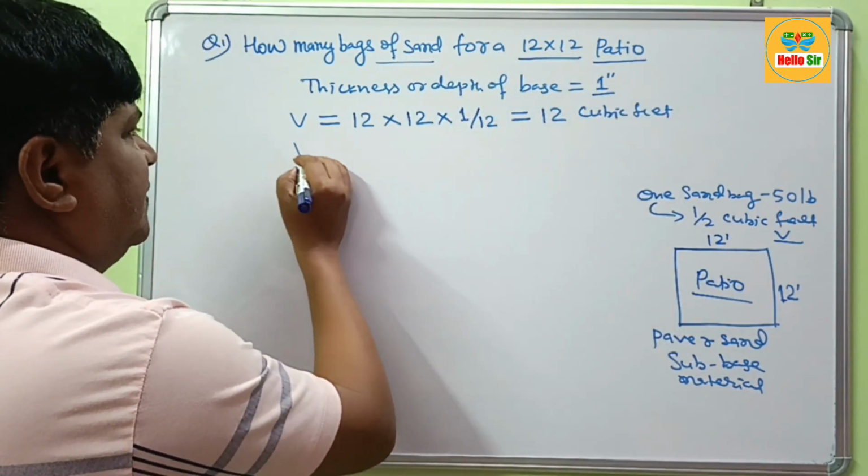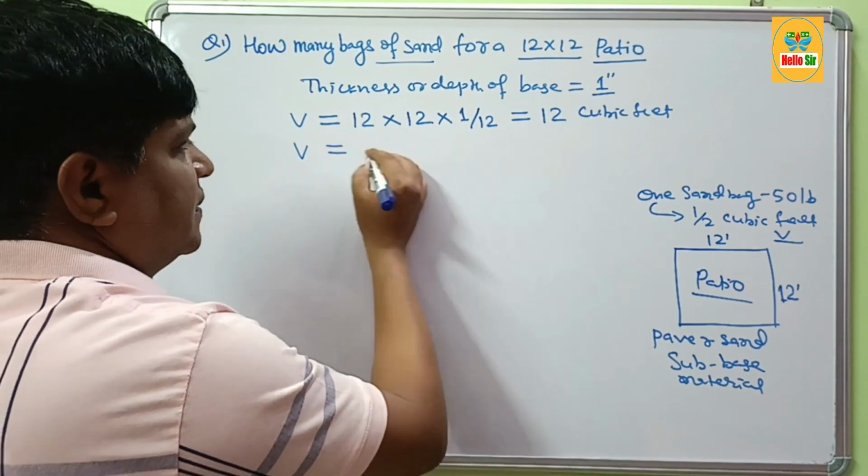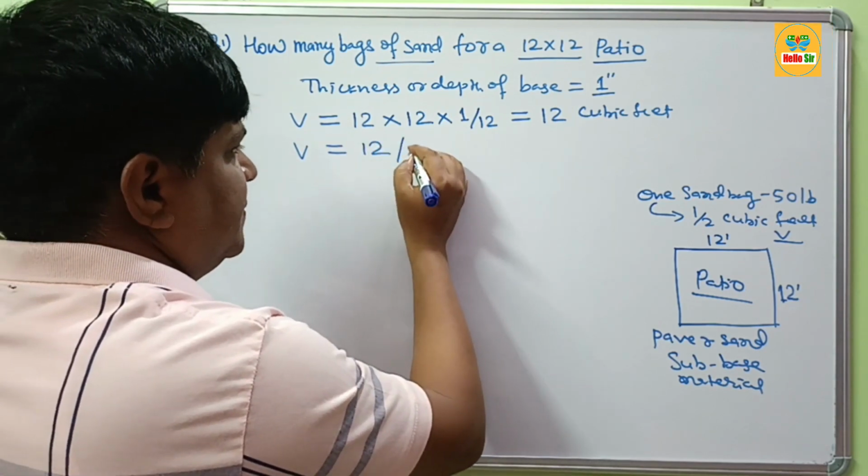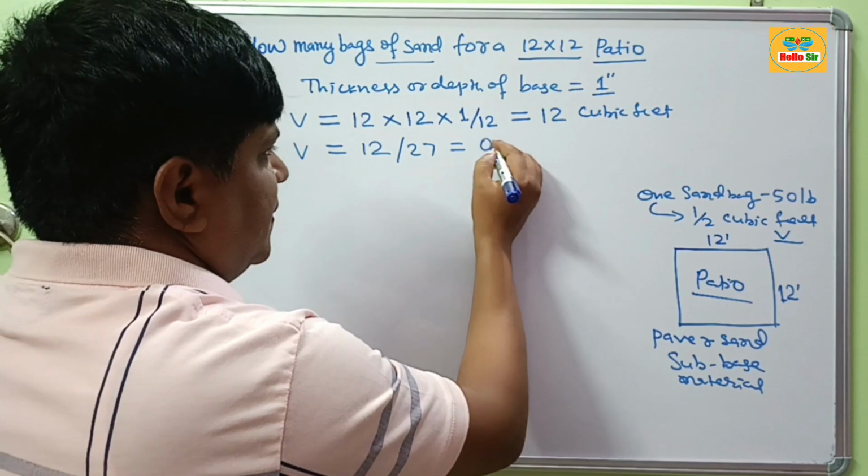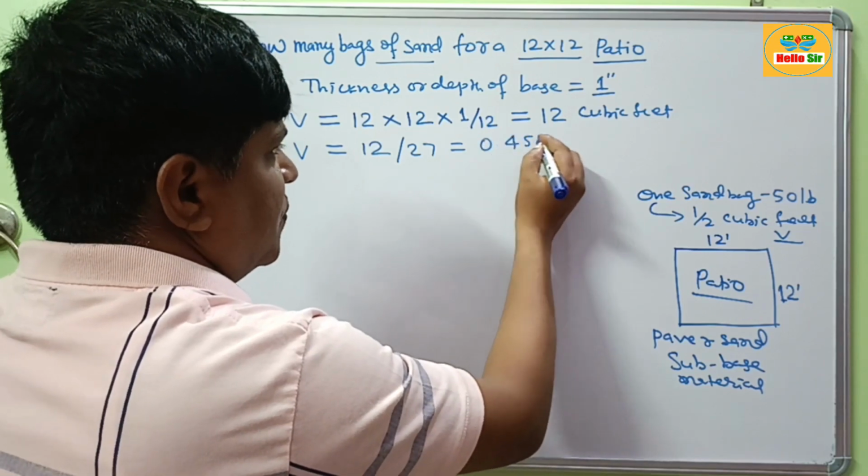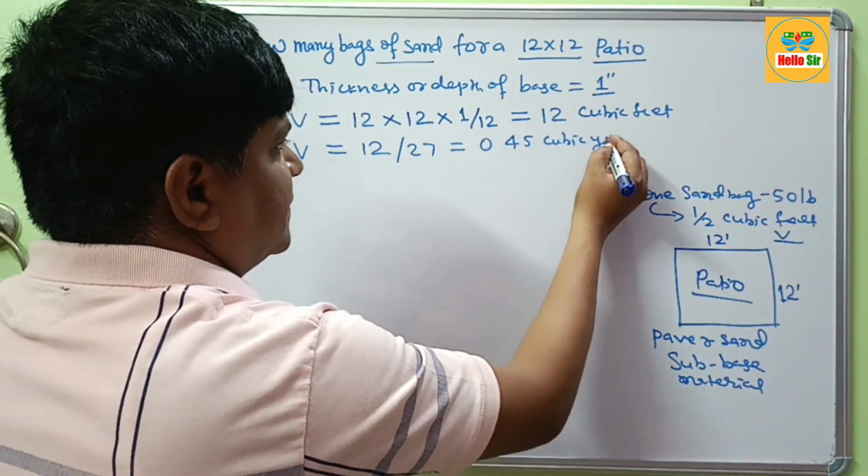Now if you measure in cubic yards, then 12 cubic feet is divided by 27. This will come to about 0.45 cubic yards.